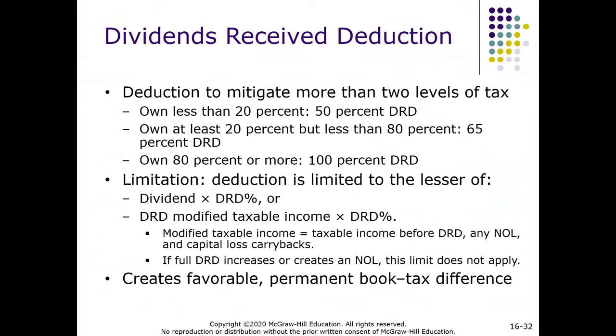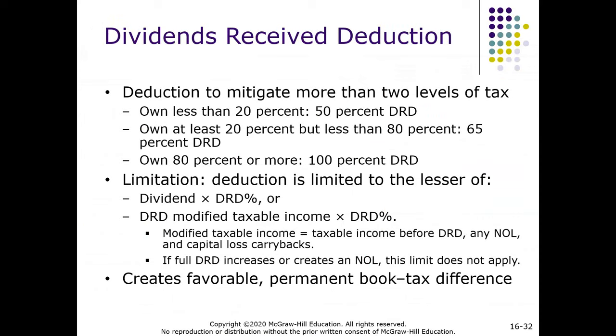All right, so if I own 80% or more of the company, the DRD is going to be at 100%. And you might ask yourself, why is that? Well, from a tax perspective, once you own 80% or more of the company, they don't tend to see those as separate entities any longer. They're basically two of the same entity.